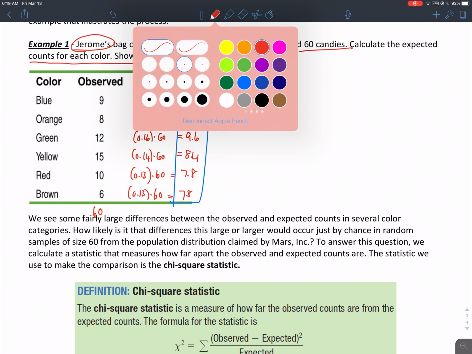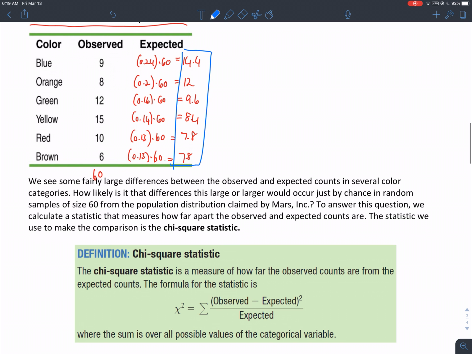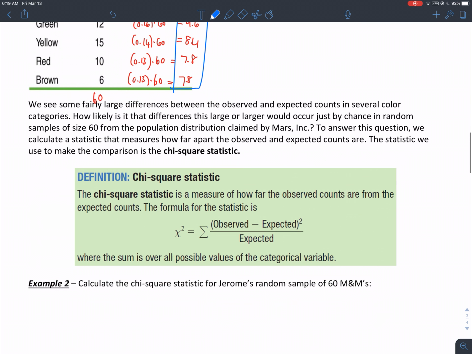Okay, what did I expect to see if what they said was true, if their claim was true? And this is on your formula sheet. Just make a note for yourself. So you don't really have to memorize this. It's more important that you know how to use it.